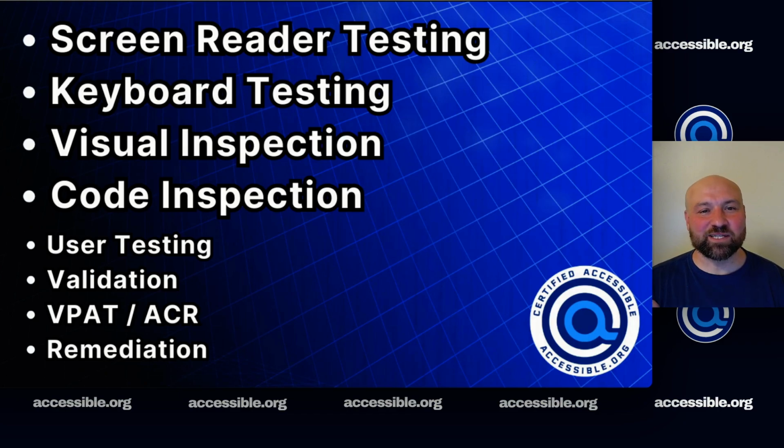In big text is what is included with an accessible.org audit, and that is screen reader testing, keyboard testing, visual inspection, code inspection. There's also audible inspection, and we even use an automated scan as a review. But make no mistake, this is a 100% fully manual accessibility audit, and it is conducted by a technical accessibility expert. They are grading your digital asset against the Web Content Accessibility Guidelines.